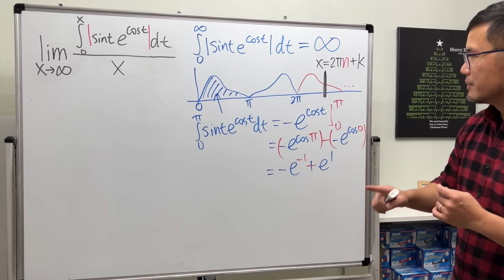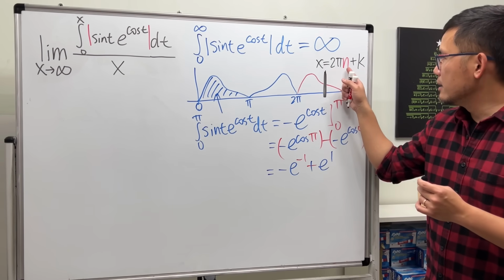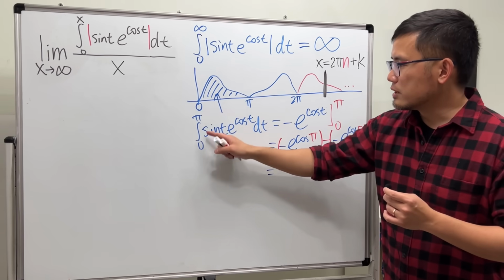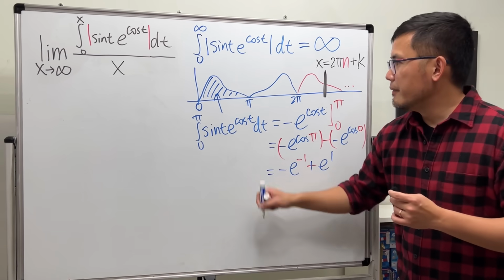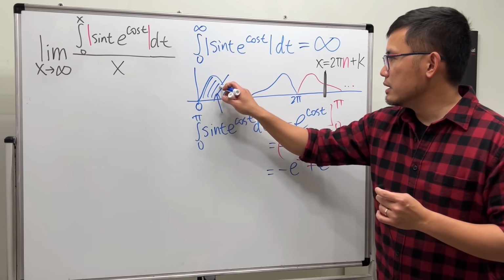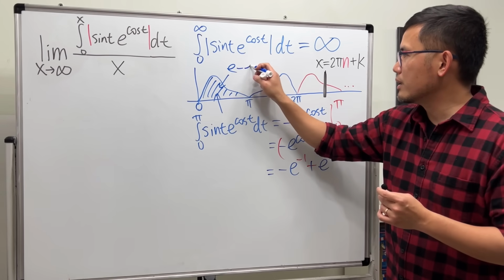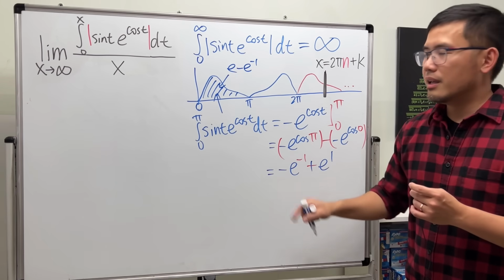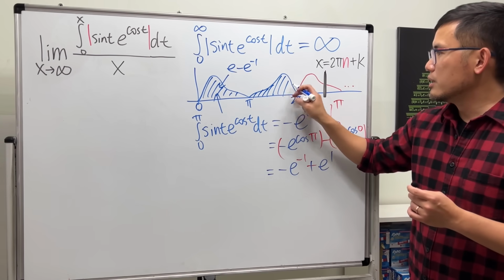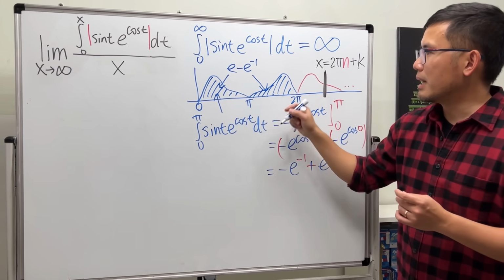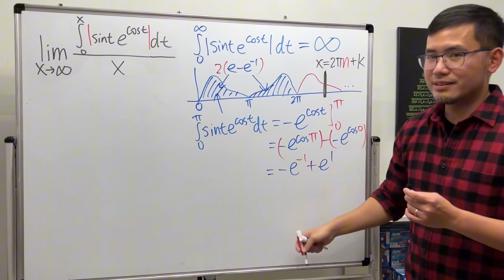Now check this out. I put down from 2 pi n, but this is only from 0 to pi, and that's this, right? So let me indicate that this right here is e minus e to the negative 1. Very nice number. This and that have the same area. It's just like a reflection. So together, from 0 to pi, we just have 2 of them. Just like that. Very nice.